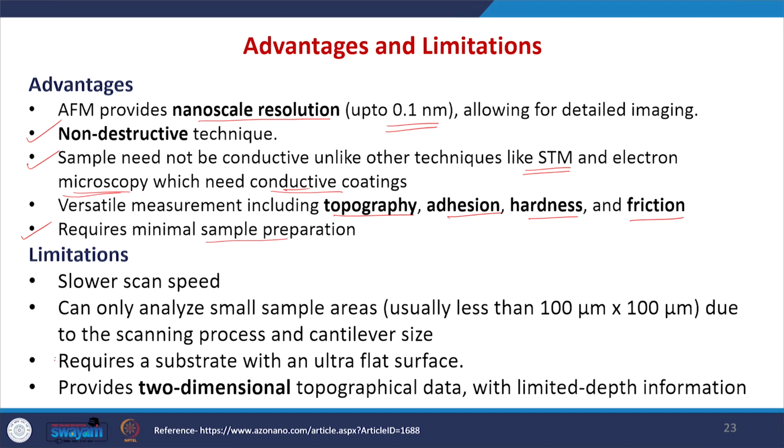Some of the limitations are slow scan speed, and it can analyze only small sample areas, usually less than 100 micrometers, and it requires a substrate with an ultra flat surface, and it provides two-dimensional topographical data. So, these are some of the limitations of AFM.